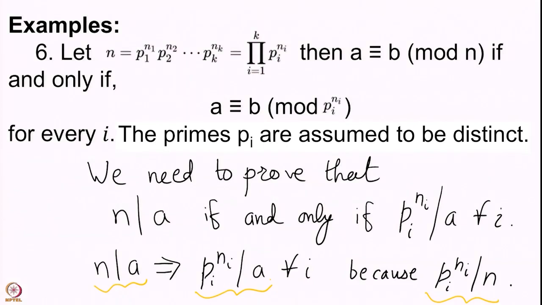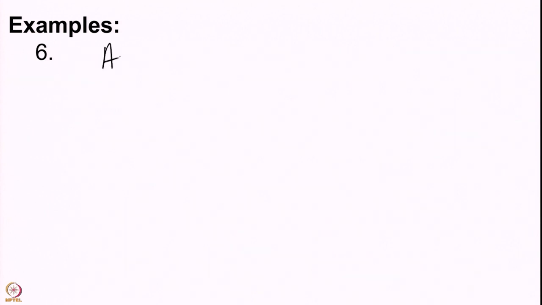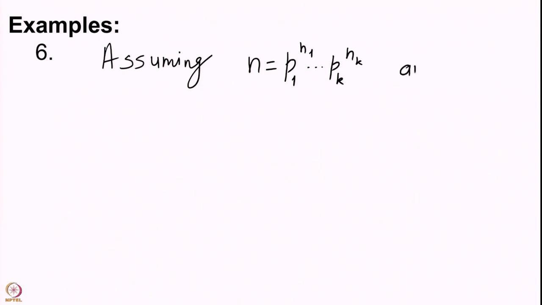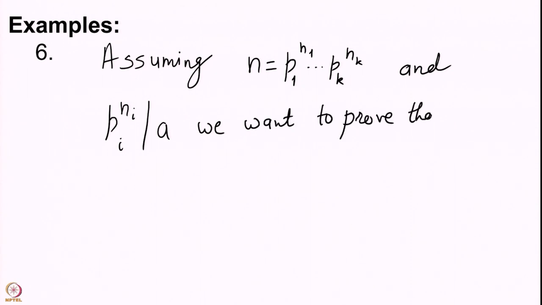The non-trivial proof, although it is also not very difficult, is to show that the other implication holds, which is to say that when we have pi power ni divides a for every i, we will have to prove that n divides a. So, assuming n equal to p1 power n1 up to pk power nk, and pi power ni divides a for all i, we want to prove that n divides a. This is the thing that we want to prove.